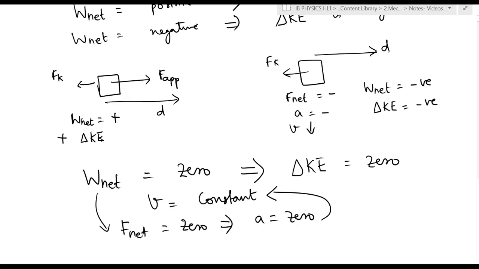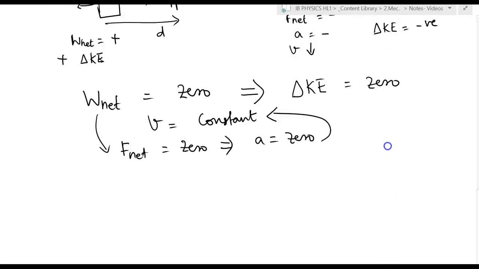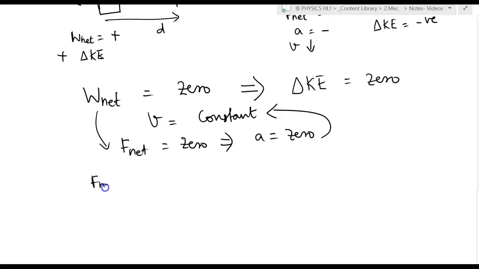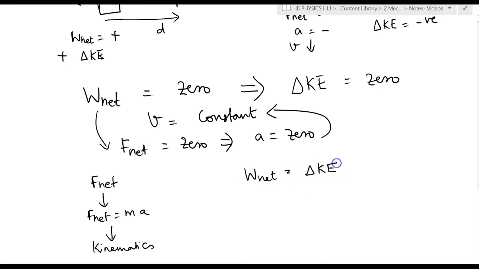Now that you know the relationship between work and kinetic energy, we can understand that there are two approaches to problem solving. You can either find the net force and use it to find the acceleration, and then use kinematics to solve for final velocity or displacement or anything else. Or you could use the net work equals change in kinetic energy approach to determine the final velocity or the displacement. Either of these approaches will work.